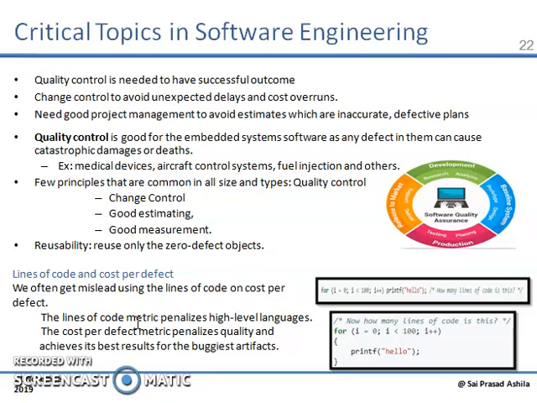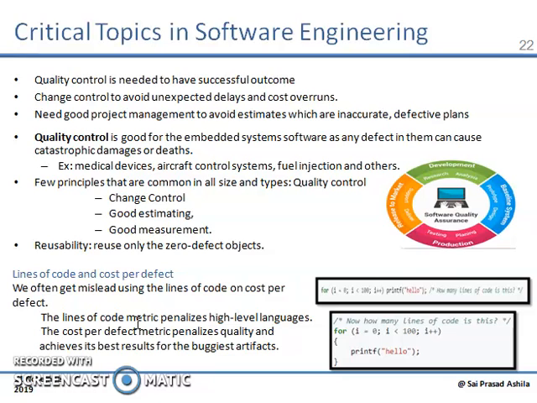Those are change control. There should be complete control on changing the requirements during the process, and good estimating of the project, the schedules, the cost, the budgeting, and good measurement of the size of the project. And reusability is also one of the critical topics.